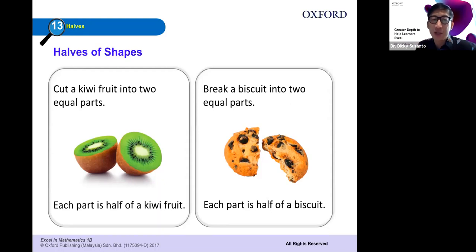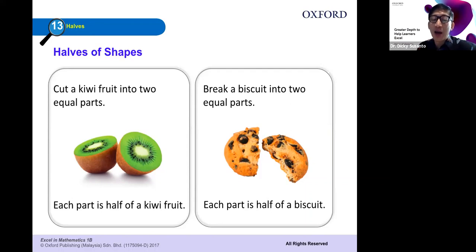So let's say you're teaching. What are the ideas that you want them to be thinking? Well, first of all, you probably want the students to be thinking of, okay, originally there's this one piece, and then you cut it into 2 equal parts. So the equal part has to be emphasized, right?